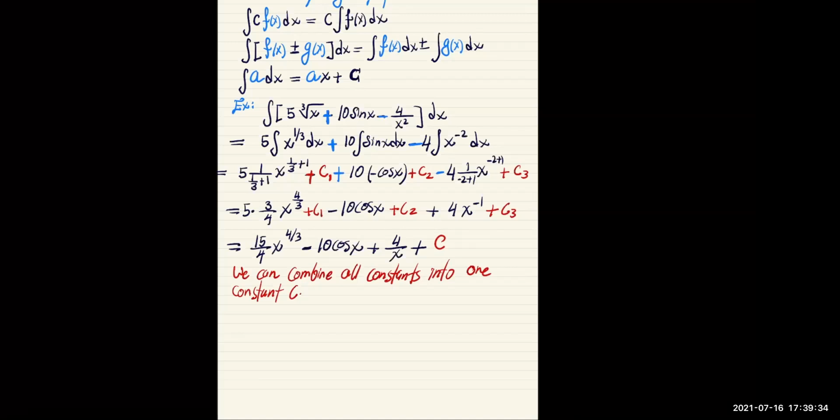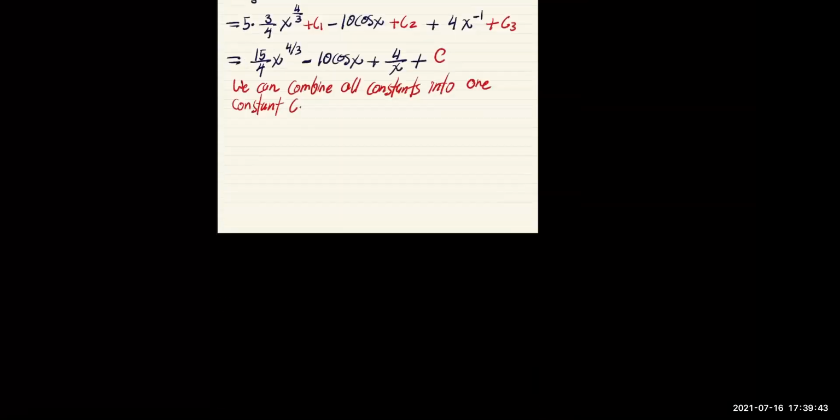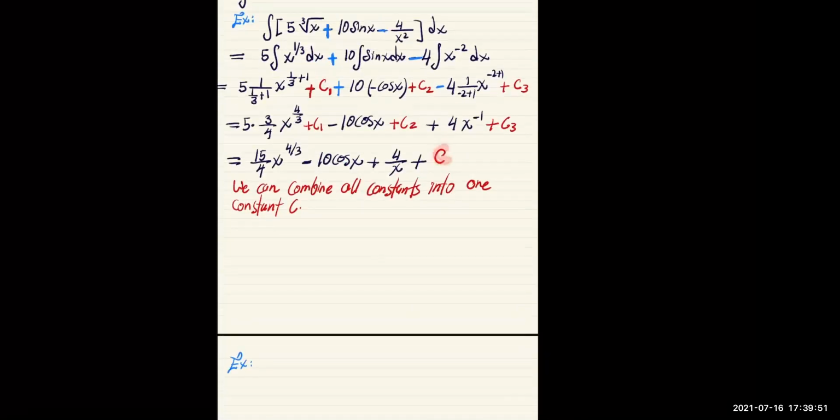So a question, guys, is how do you find the C? What the heck is the C? How do we find the C? Let me show you an example. Finding this C requires us to know a point on the curve. Okay, this is the antiderivative function. If I know a point on the graph of the function, if I know x and y, then I can plug in x and y to form an equation and solve for C.